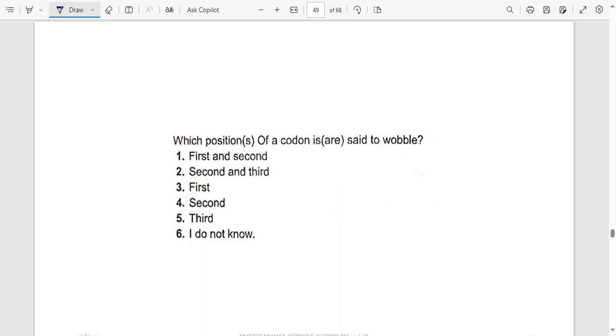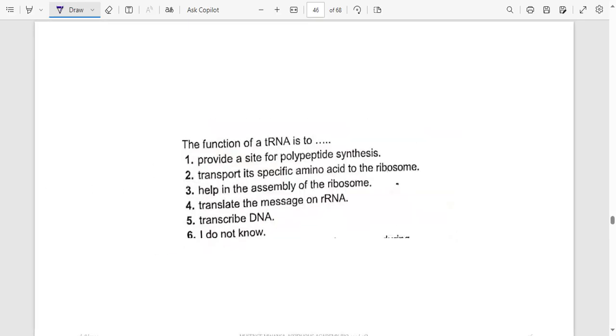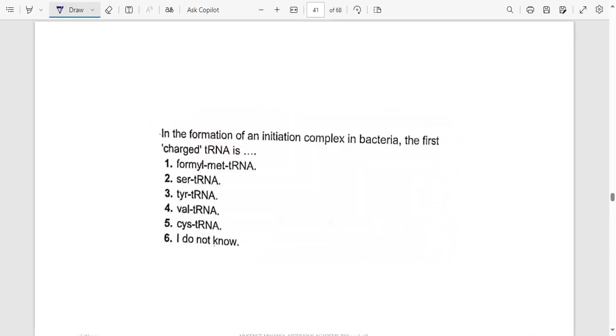Which position of a codon is or are said to wobble? First and second, second and third, first, second, third. Which one? Third position. I think you've done enough. Even if you are sure you are going to forget, then it's not me. In the formation of initiation complex in bacteria, the first charged tRNA is formylmethionine tRNA, serine tRNA, tyrosine tRNA, valine tRNA, cysteine tRNA. Which one? Formylmethionine, right?